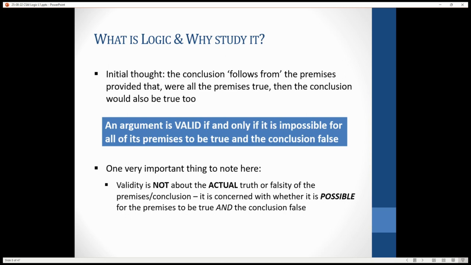A conclusion follows from the premises, provided that were all the premises true, the conclusion must be as well. Whenever the premises are true, so is the conclusion. Or, flipping this around, we'll say an argument is valid if and only if it's impossible for all of its premises to be true and its conclusion false. Note, this is basically the same thing. Whenever the premises are all true, the conclusion must be too.